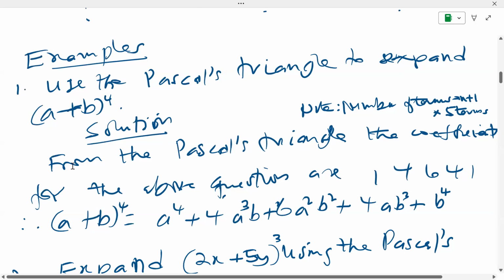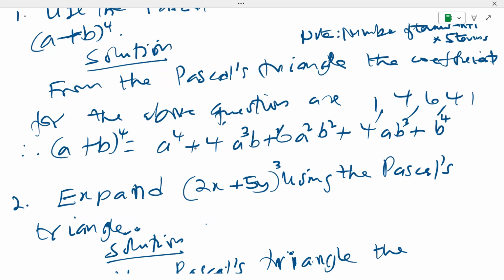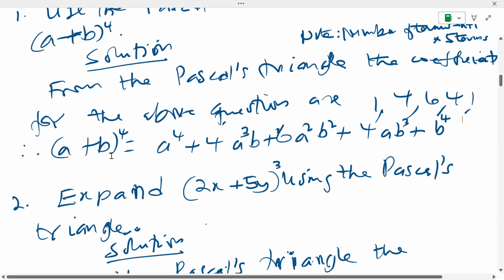And so for our solution, from Pascal's triangle, the coefficients for the above question are 1, 4, 6, 4, 1. So these are the coefficients that we'll be using. So we move on. (a plus b) raised to the power 4. So a raised to the power 4, and our b is there, raised to the power 0.